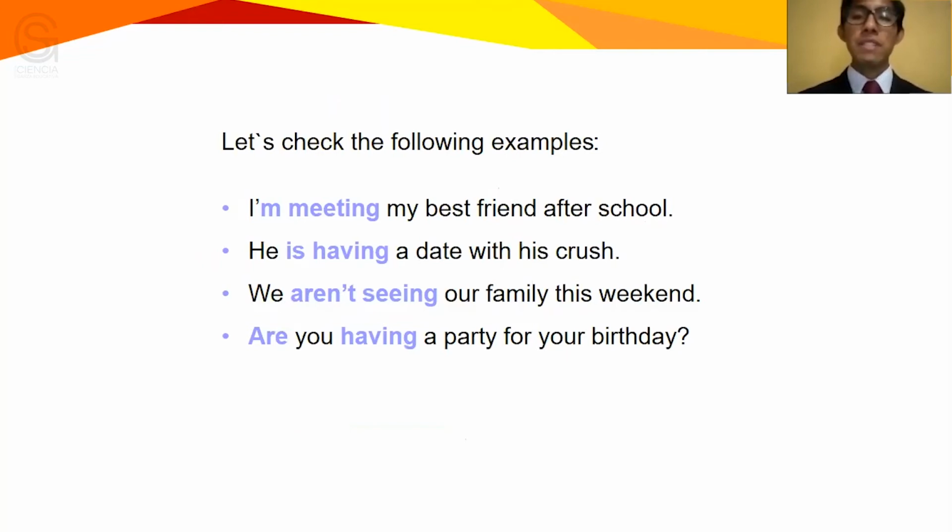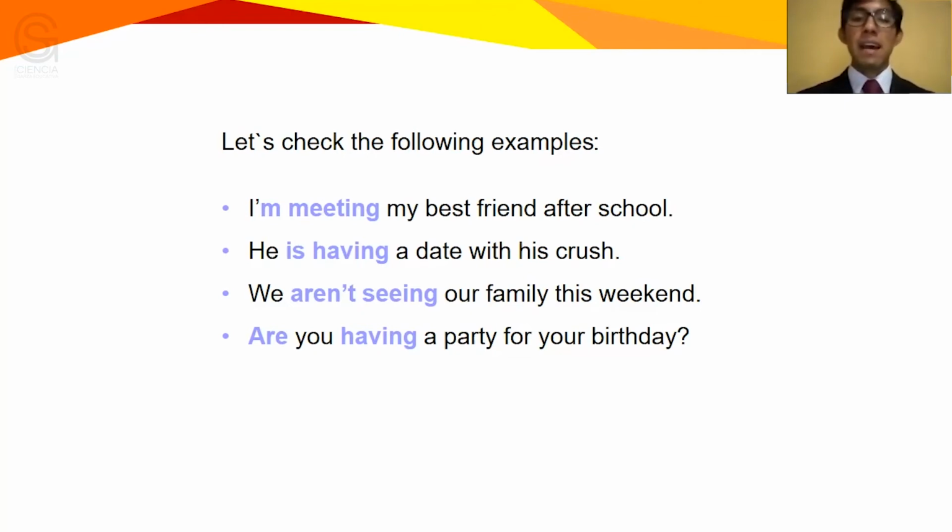So all of these sentences have some things in common, which are that we have the time or the date in which this activity is happening, and we involve other people. For example, I'm meeting my best friend, so it's me and my best friend. He's having a date with his crush, he and his crush.